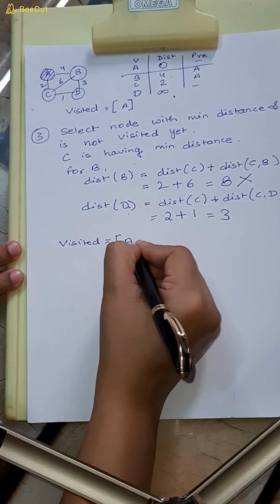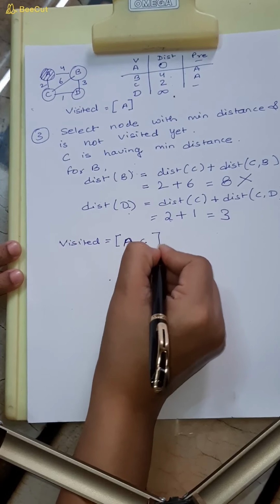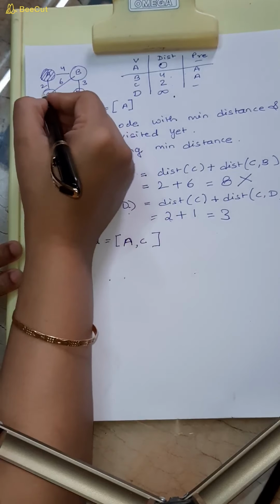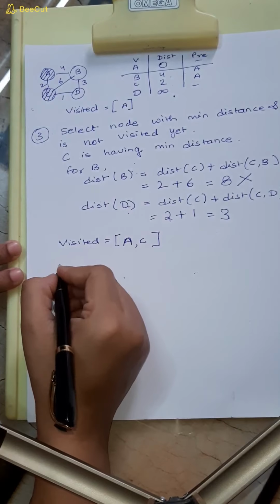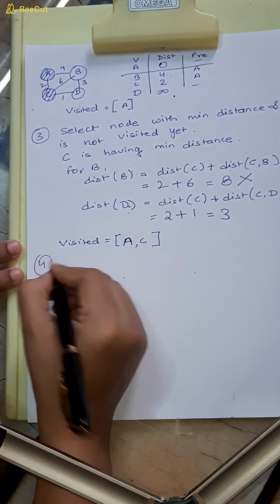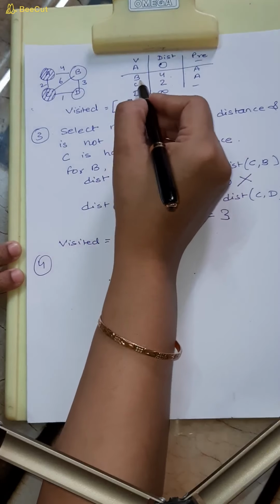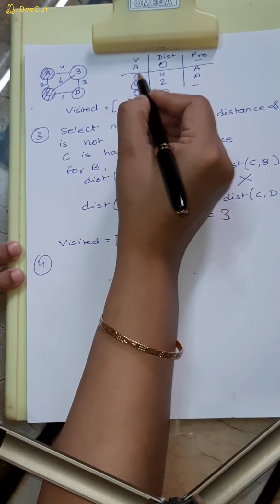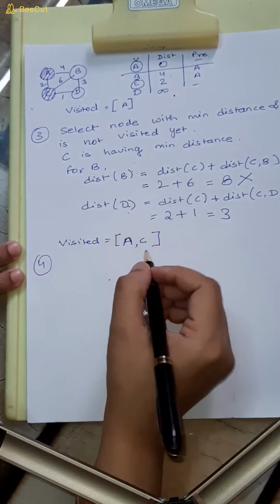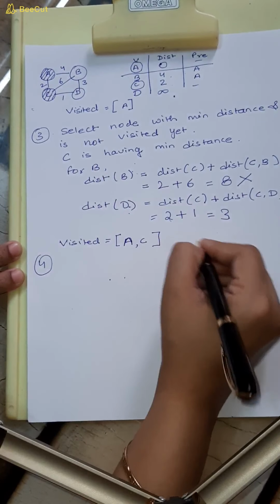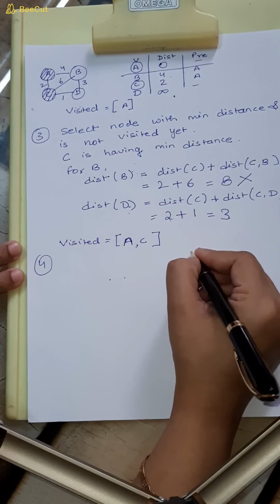So earlier only A was there. Now we'll add C also in this. And we can mark C as visited. Okay. Now the next vertex, C is also visited now. A was already visited. Now what is left? B and D. We'll again draw the table over here.